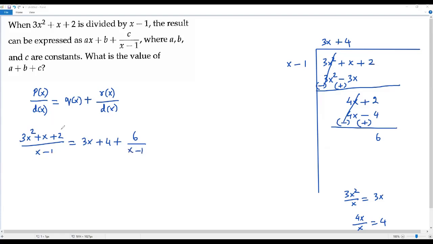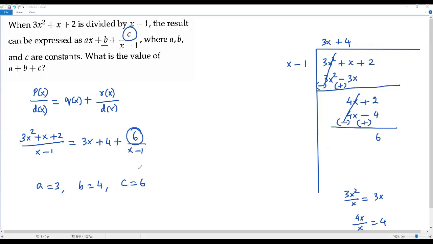Now I have written the given polynomial division in the form ax + b + c over x − 1. We can compare the expressions to get the values of a, b, and c. Comparing ax and 3x, I get a = 3, because the coefficient of x is 3. The value of b is 4, because at the place of b we have 4. And at the place of c, we have 6, so c = 6, that's the remainder.